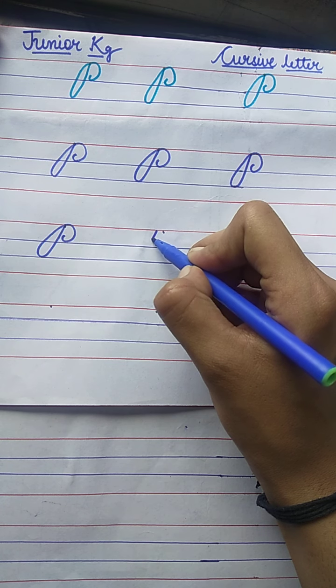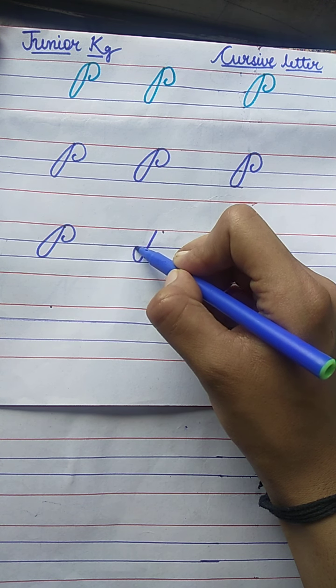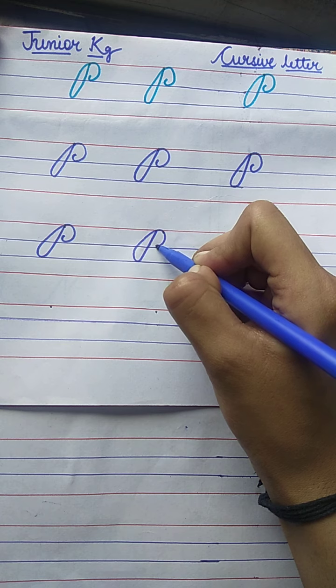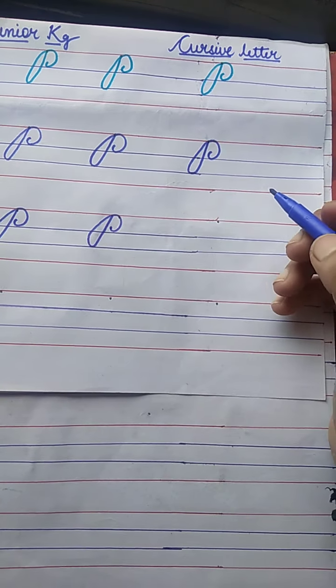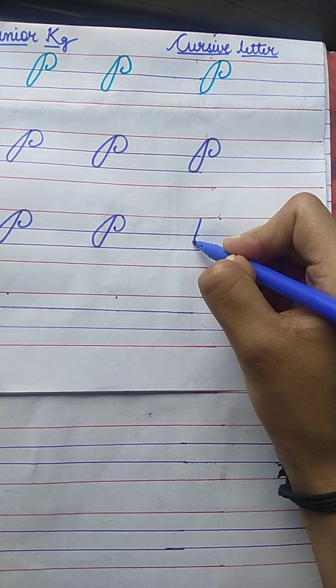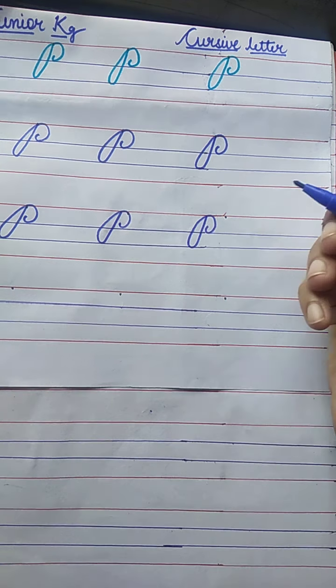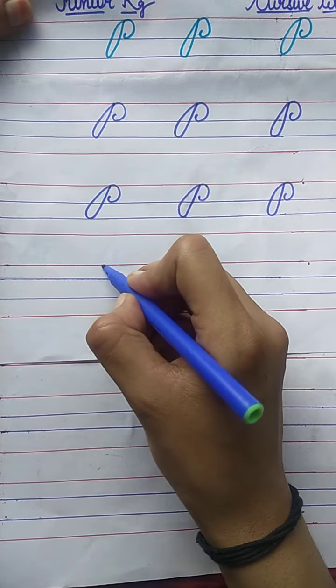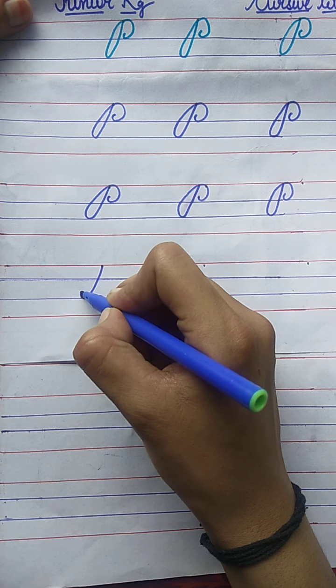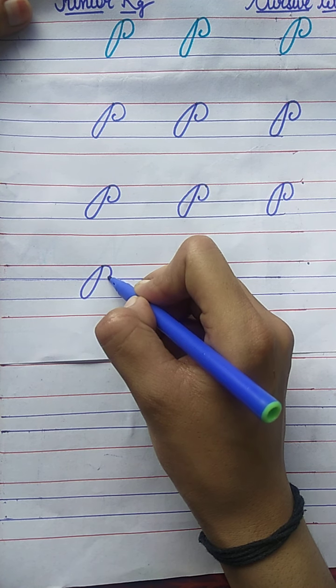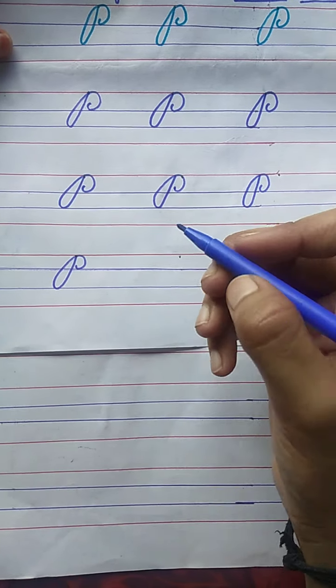This is letter P. P for peacock. Now the spelling of peacock is P-E-A-C-O-C-K. Peacock.